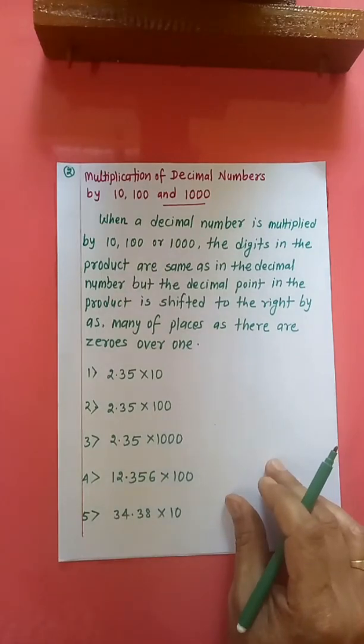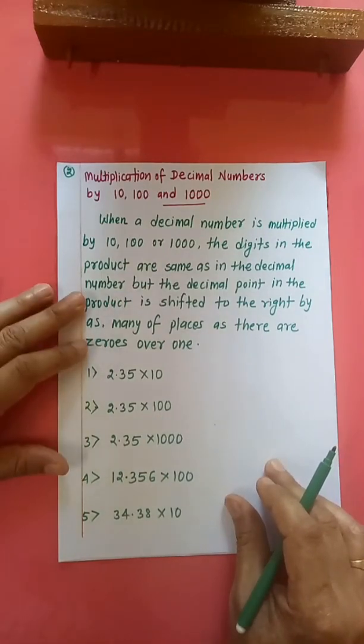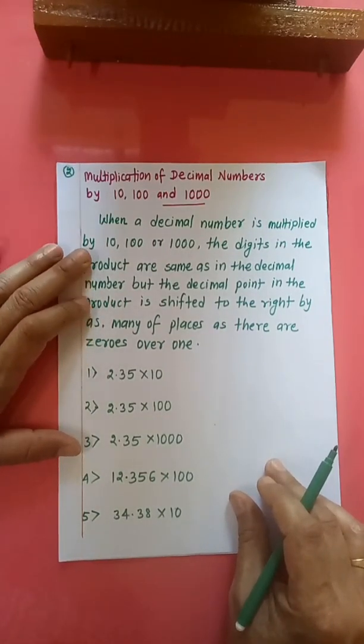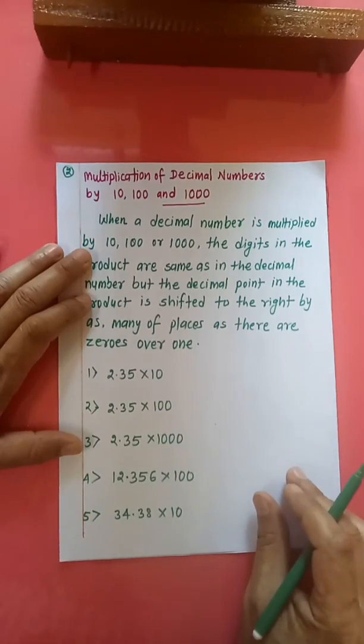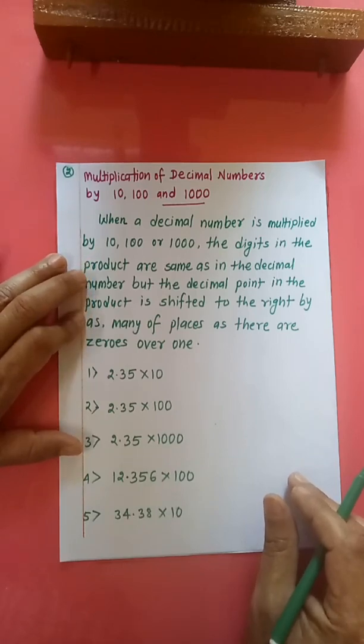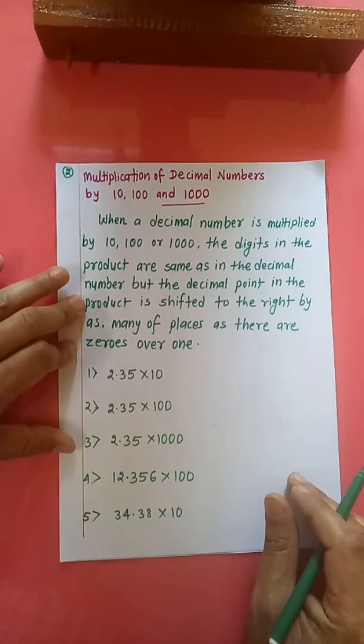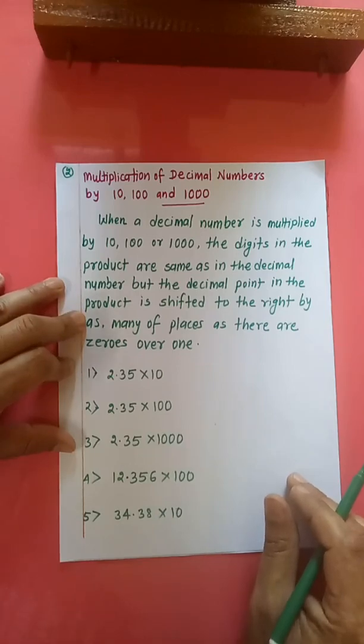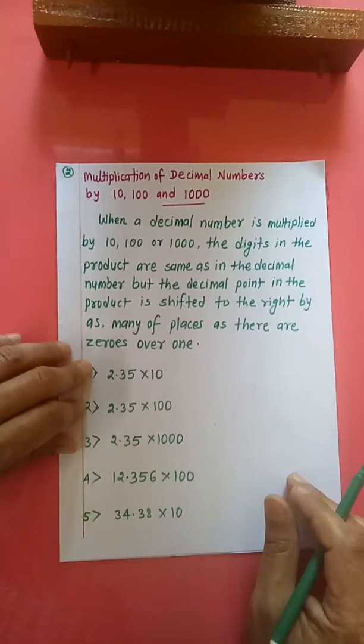Now multiplication of decimal numbers by 10, 100 and 1000. Dear students, when a decimal number is multiplied by 10, 100 or 1000, the digits in the product are the same as in the decimal number, but the decimal point in the product is shifted to the right by as many places as there are zeros over 1.